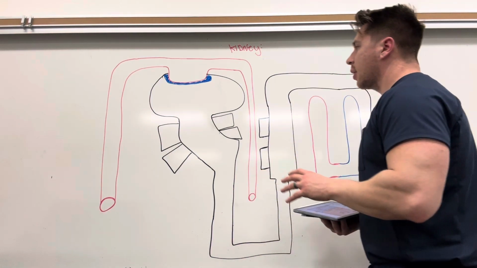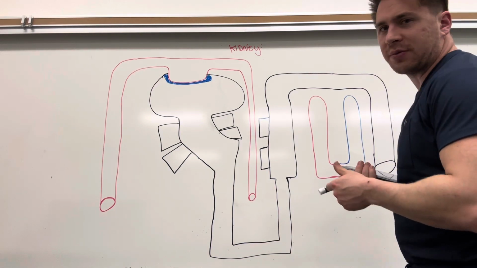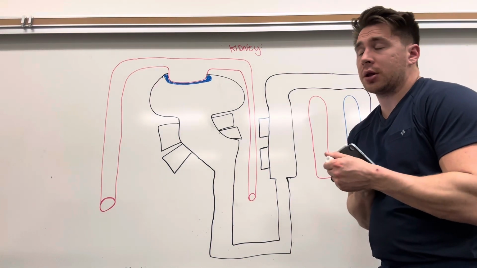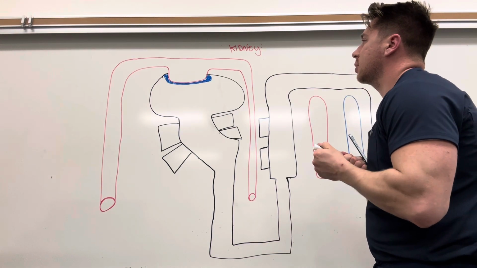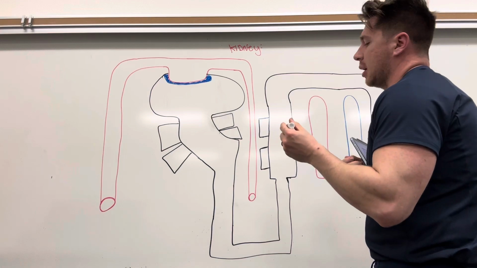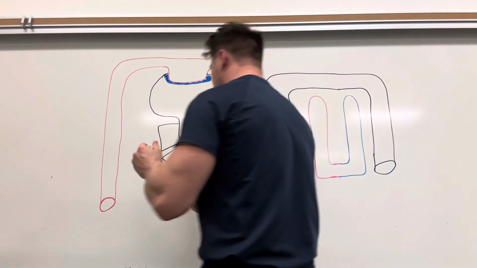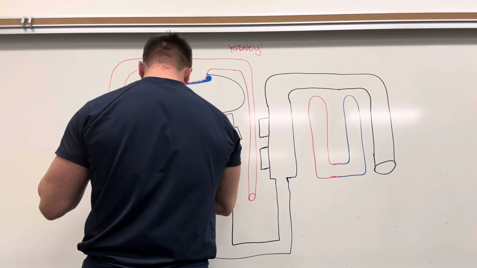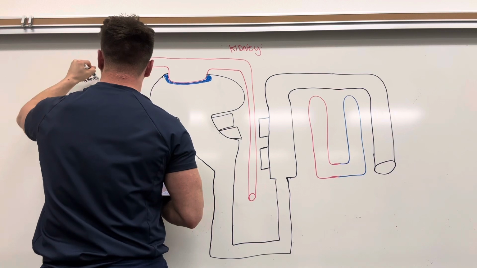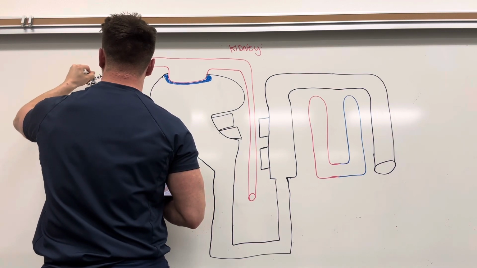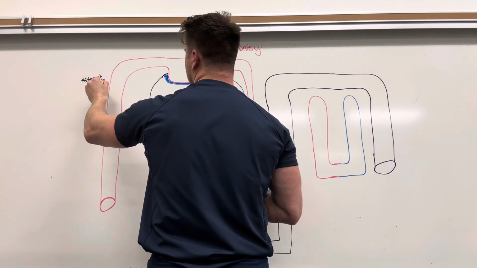So I've got this diagram here. I want to start off by labeling a couple parts, and then we'll start off by talking about the glomerulus and the Bowman's capsule, renal capsule, and then we'll work our way through the system here, okay? So this right here is going to be the afferent arteriole. That would be this here.